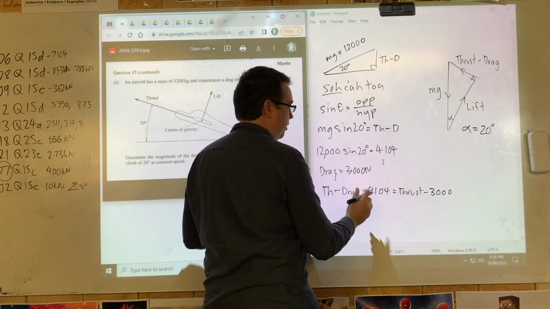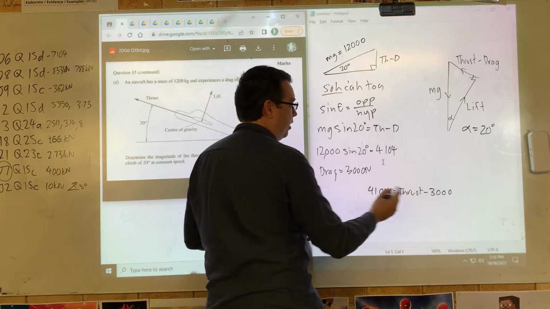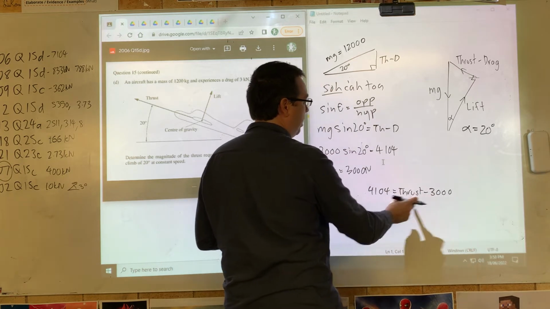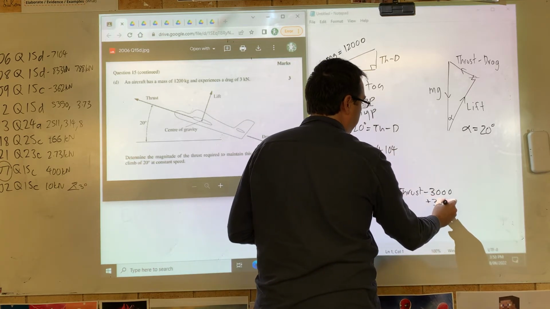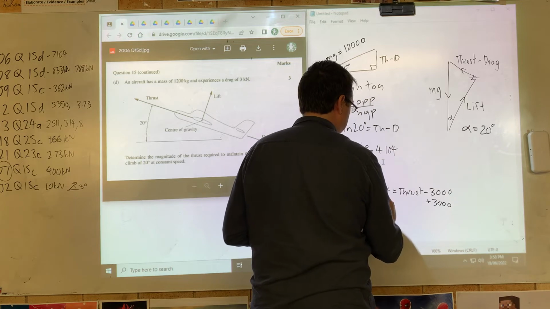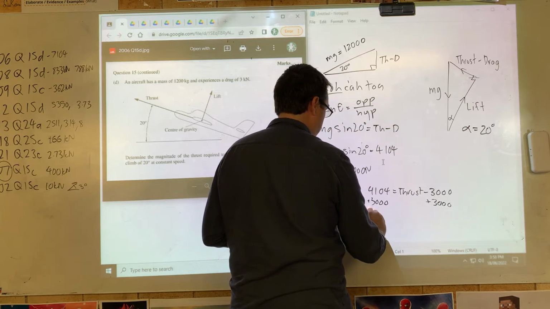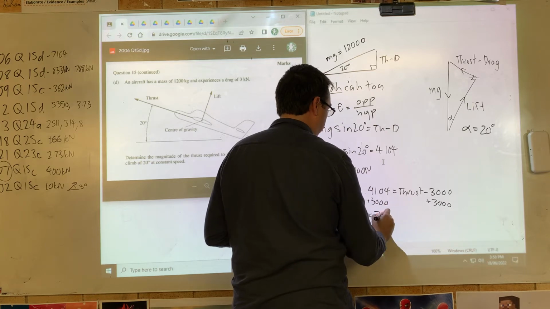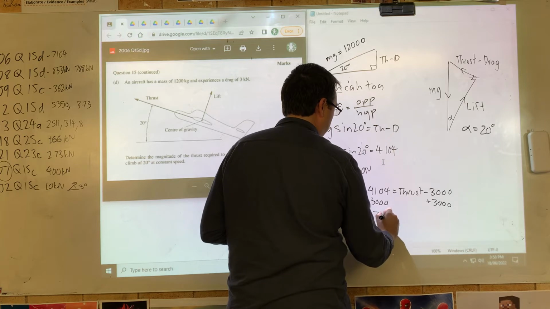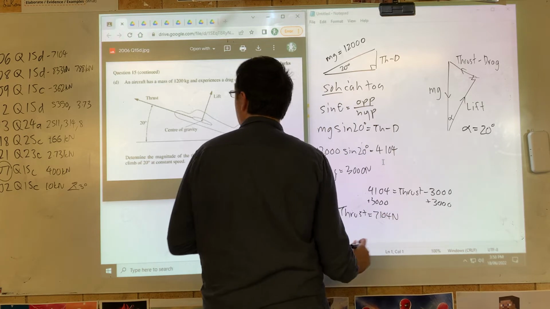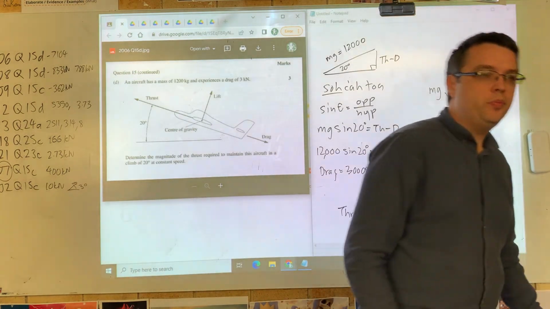So in this case, I can ignore this part, and what I need to do in order to make this equal is bring this side over here. So I'm going to add 3,000 to both sides. So therefore thrust equals 7104 newtons. Okay, and that's what we had as our answer there. We're happy with that, we can move on.